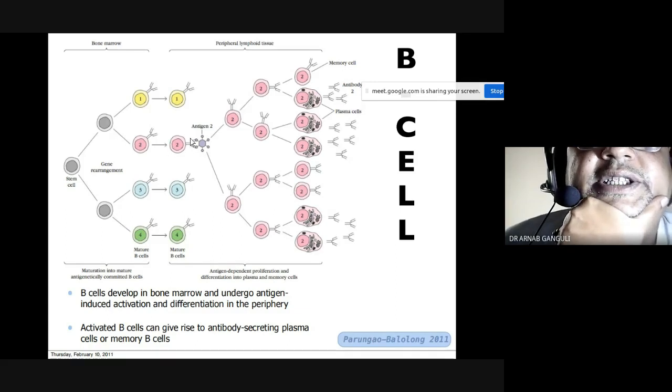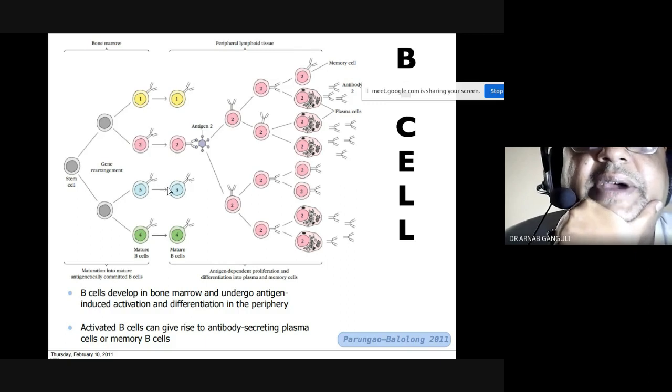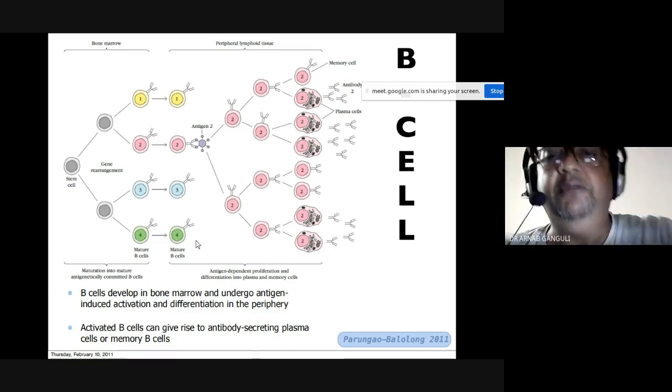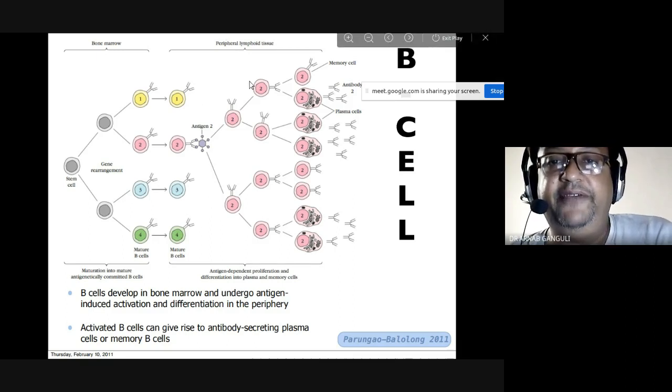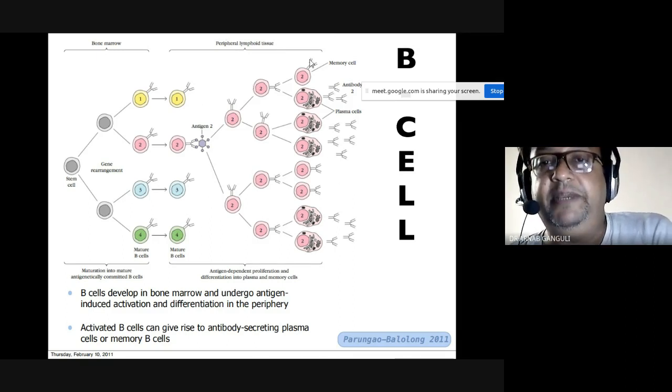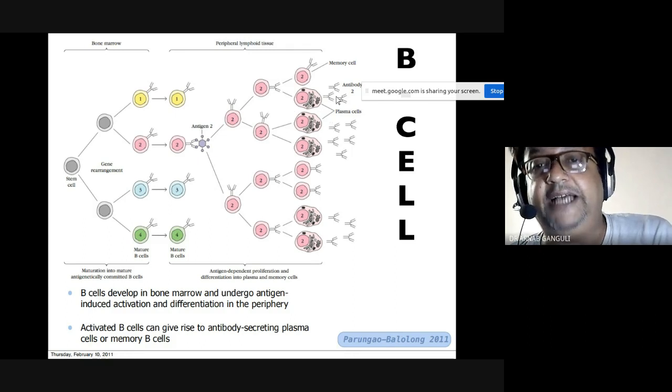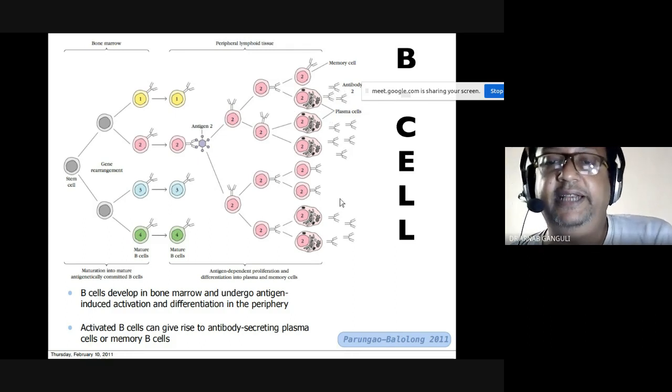Then this secretes antibody which binds to antigen. Then you have another type of immunoglobulin formed. Then different types of immunoglobulins are expressed from B cells. And in the peripheral tissue, some become memory cells and some become plasma cells which secrete antibody.